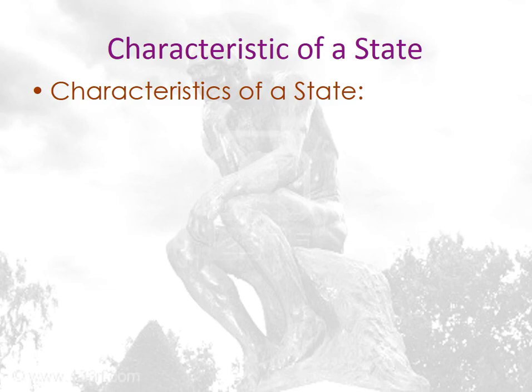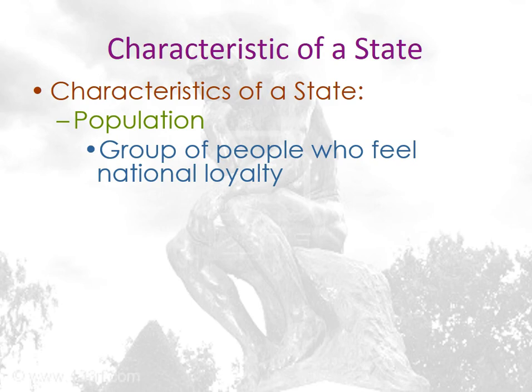There are several things we need to have, four things we need to have in order to have a state. First of all, we need people. We've got to have a population, and those people have to identify with something, some sense of national loyalty. So in order to have a country, first of all, we need people. But there are a lot of people in the world out there who don't necessarily have a country.